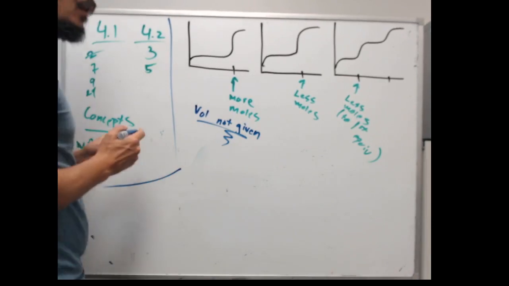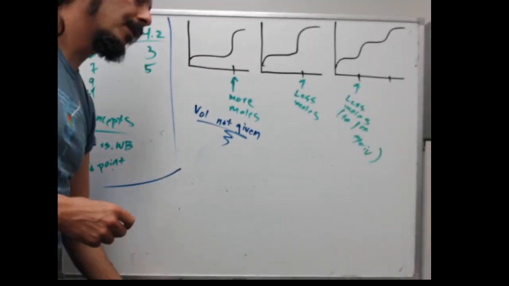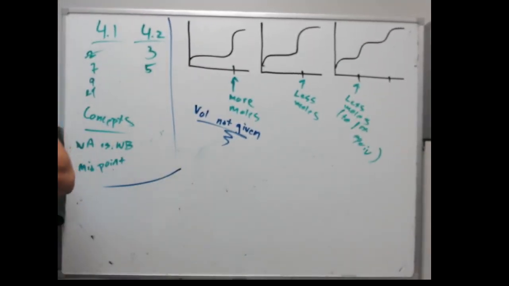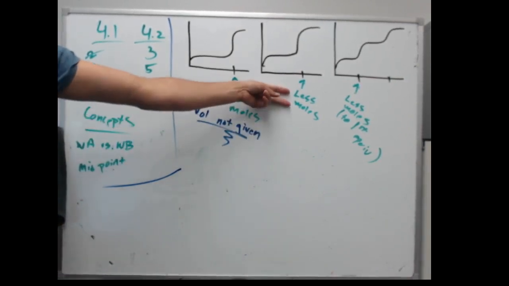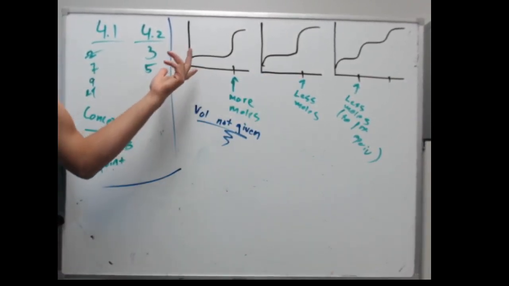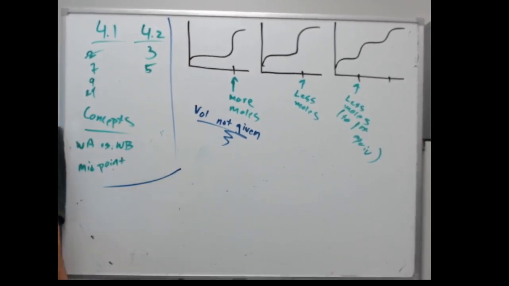So since the volume's not given, we don't know if the samples are the same size. We can't actually say anything about the concentration in that case. But let's say we did know the volume. Are they all the same volume? Yeah, like they're all like 10 milliliters. Then it's going to be more moles divided by 10 versus less moles divided by 10. This number's going to be bigger. If we knew that they were all the same size, it's easy. The one with more moles has more concentration.